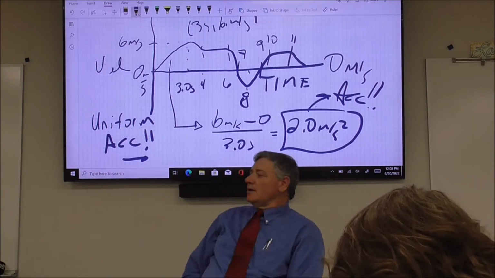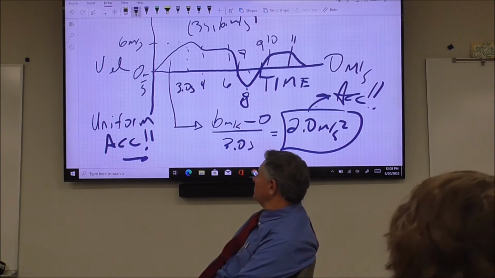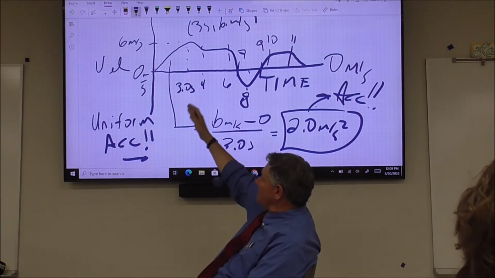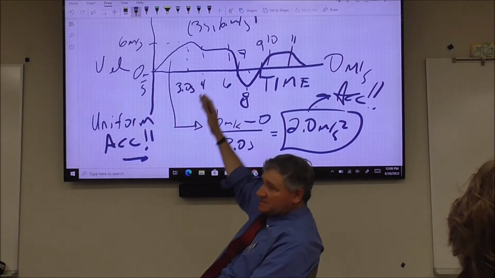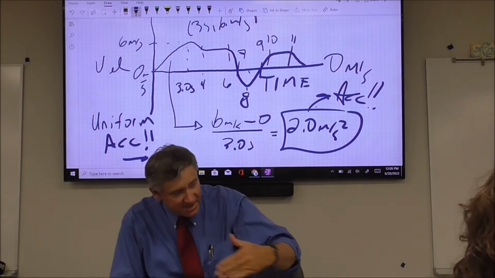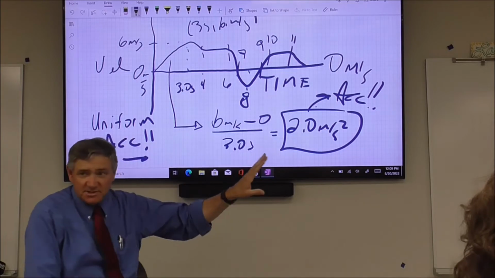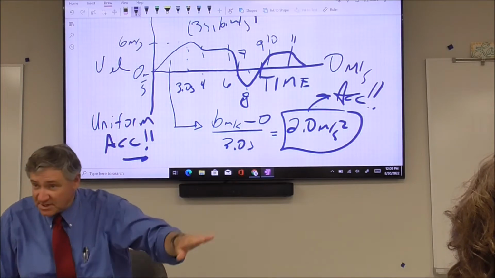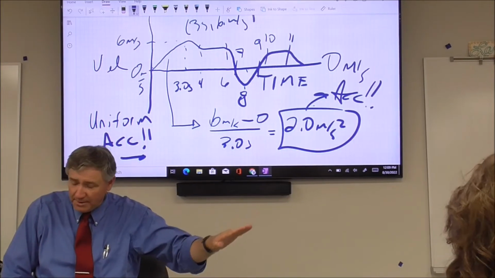Okay? So let's look at what's happening. So I started at 0 meters per second. I ended up at 6 meters per second. Maggie correctly finds the acceleration. She doesn't give me the math answer of 2. She gives me the physics answer of 2 meters per second squared. So that was cool, right?